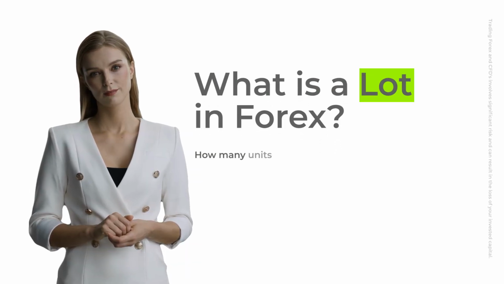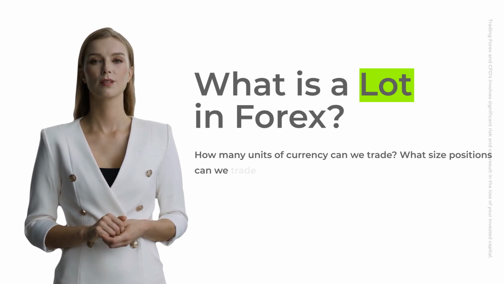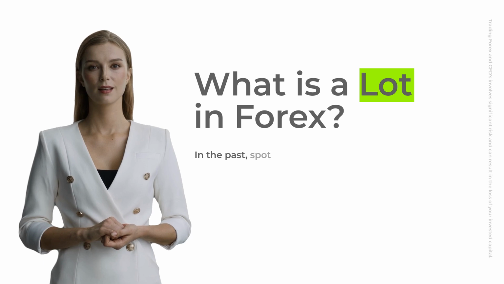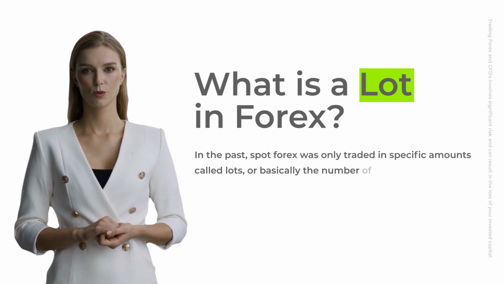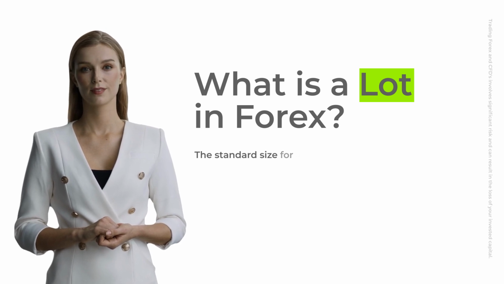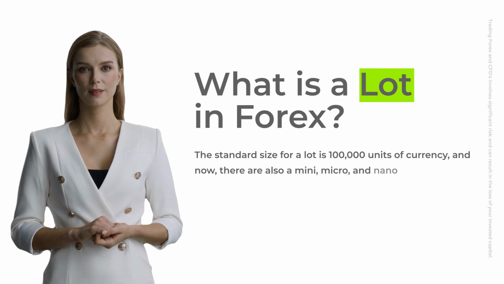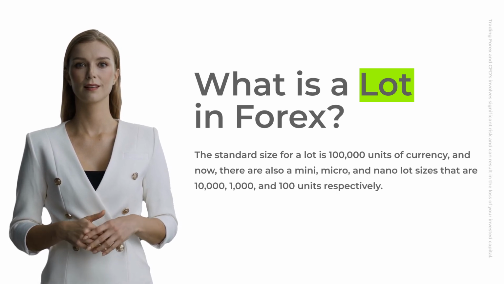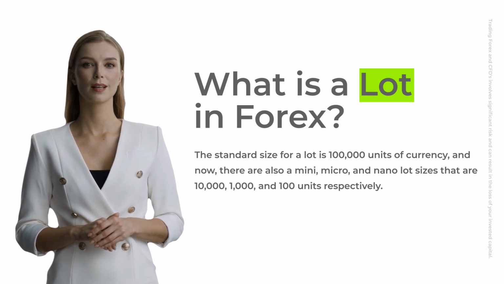Next, what is a lot in Forex? How many units of currency can we trade? What size positions can we trade and what are they called? In the past, spot Forex was only traded in specific amounts called lots, or basically the number of currency units you will buy or sell. The standard size for a lot is 100,000 units of currency. And now, there are also mini, micro, and nano lot sizes that are 10,000, 1,000, and 100 units respectively.